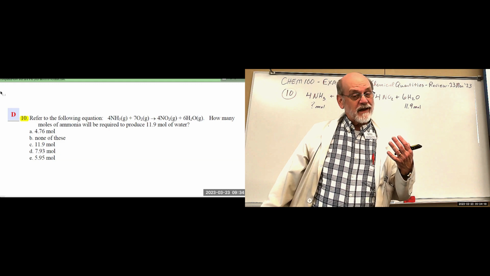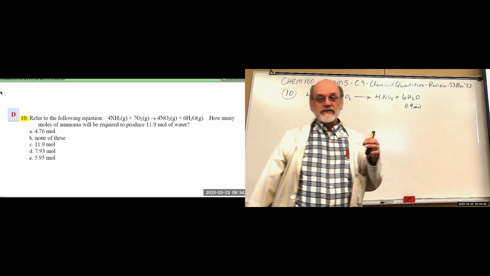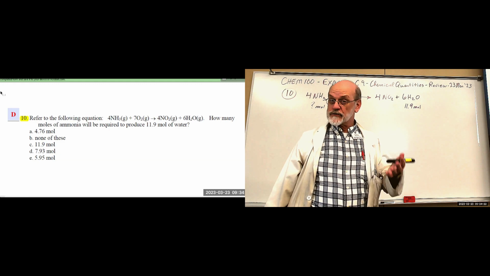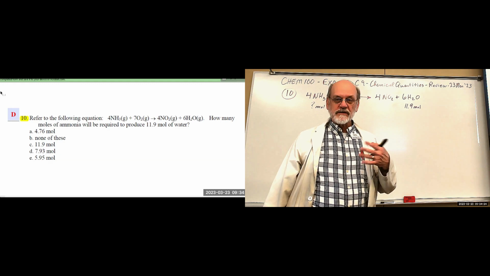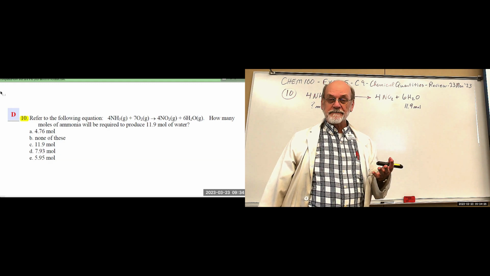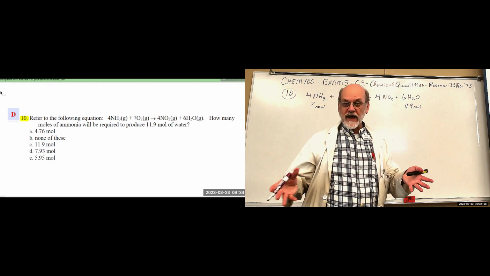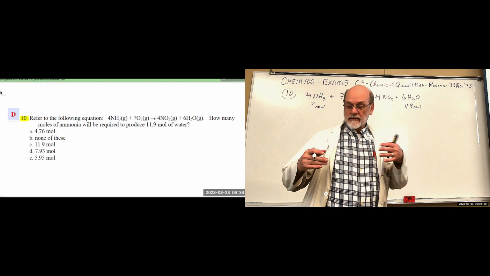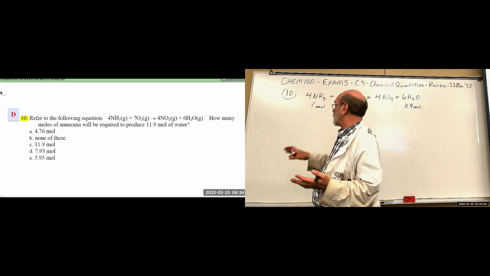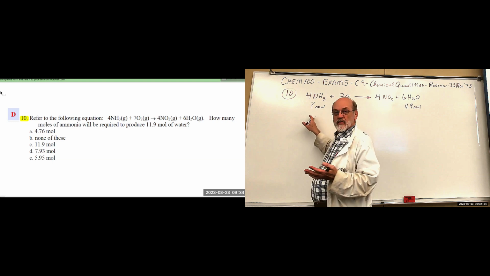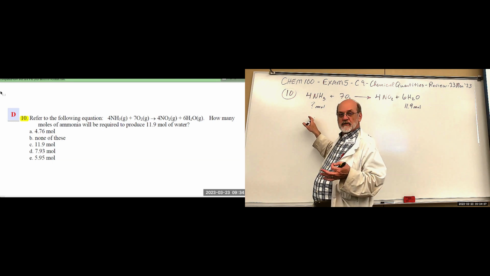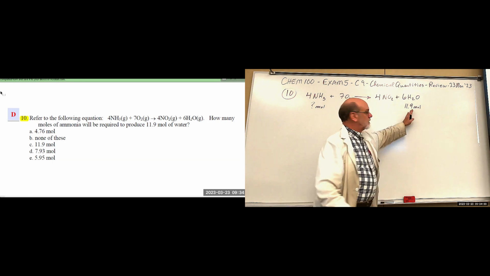It does not tell us that oxygen is in excess, but we have to assume that. If oxygen is not in excess, then we don't know when the reaction stops. So the only way to solve the problem is to assume that all of that ammonia will be consumed and produce water.